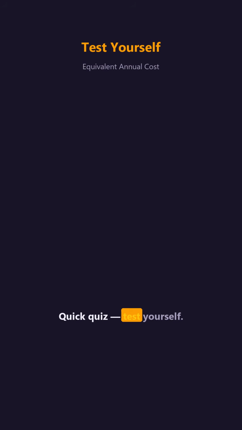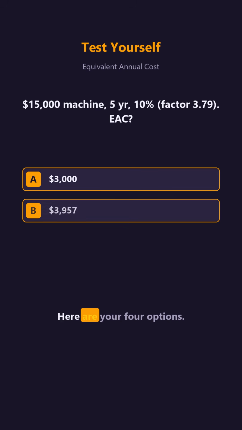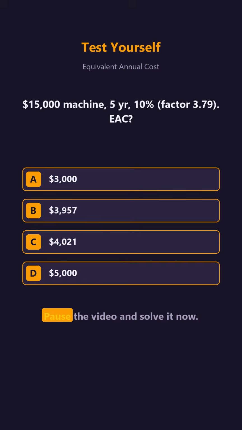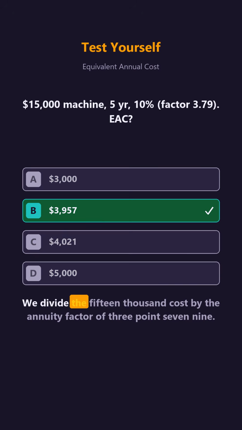Quick quiz, test yourself. A machine costs $15,000, lasts 5 years, at 10%, where the annuity factor is 3.79, so what is its equivalent annual cost? Here are your 4 options. Pause the video and solve it now. The correct answer is B, $3,957. We divide the 15,000 cost by the annuity factor of 3.79.